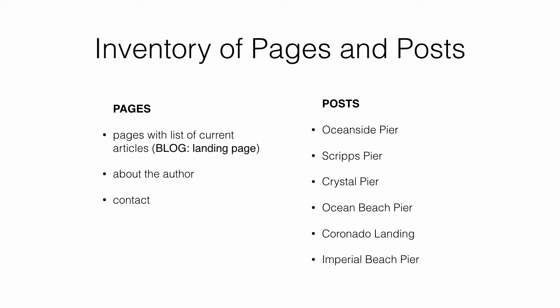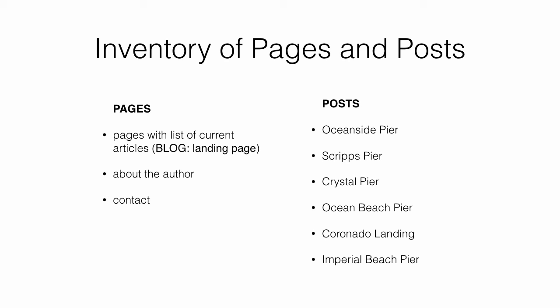So your pages. All right, so we said a page of the current list of articles. Well, that would be a blog, and I think that makes sense to be a landing page because that means the content potentially is always going to be changing. And having new content on the front page of your website is a good idea because it keeps people interested. So about the author. All right, that's a page, and then contact is a page.